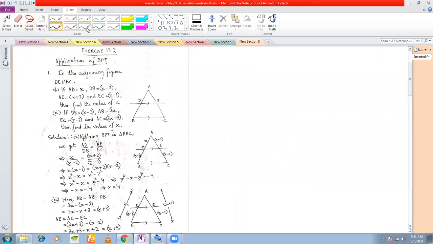This figure is given to you here. In the first question, you have this triangle and you have a straight line, which is such that the straight line is parallel to the side BC of this triangle. And you have this straight line meeting the sides AB and AC at D and E respectively. Okay, so all the conditions of BPT are satisfied here, right? Now let's see what is given.